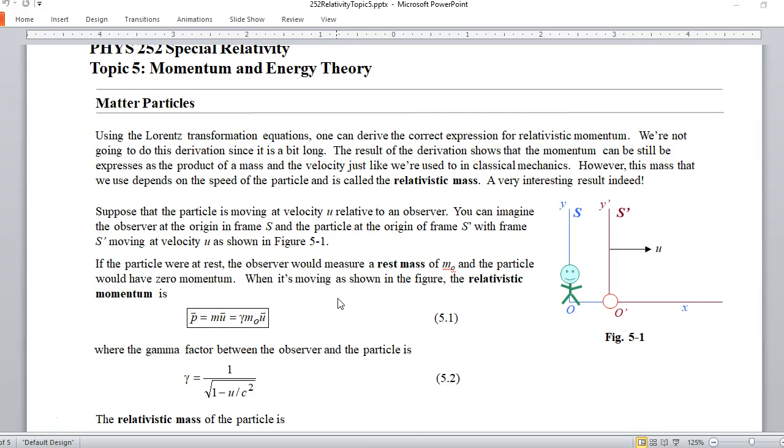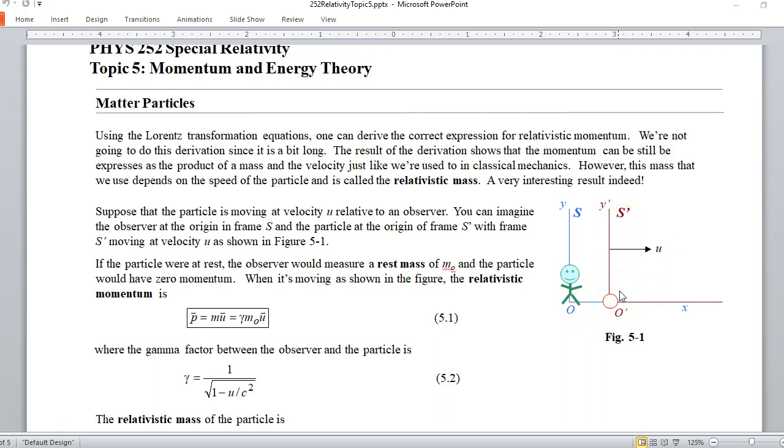There actually is a distinction made between what we call the rest mass of a particle or object and its relativistic mass. So the way you can view this is, if you want to use an SS prime diagram like in figure 5.1, we just have one observer now. Put that observer in frame S. The particle or object is at the origin O prime, and is moving to the right here in this picture at speed u. So you put the object in frame S prime.